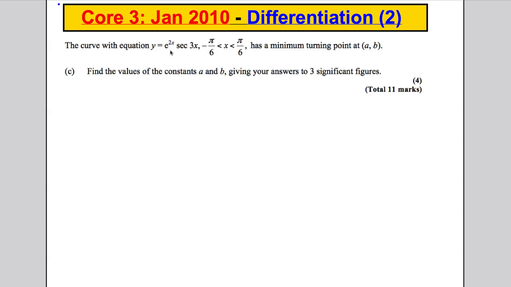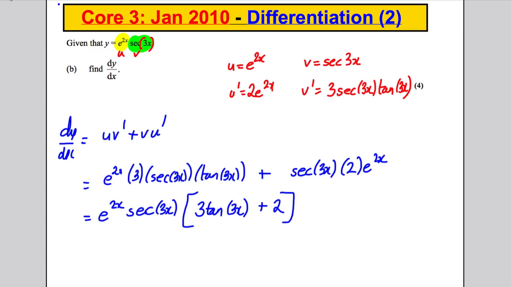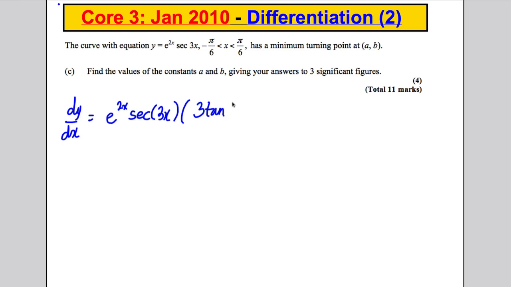Okay, and next part, the curve of this equation between negative pi by 6 and pi by 6 has a turning point at A, B. Find the values of the constants A, B to three significant figures. Well, we know what dy by dx is. We're told that dy by dx was equal to e to the 2x sec 3x, and then we would get 3 tan 3x plus 2. Now for a turning point, that's equal to 0.